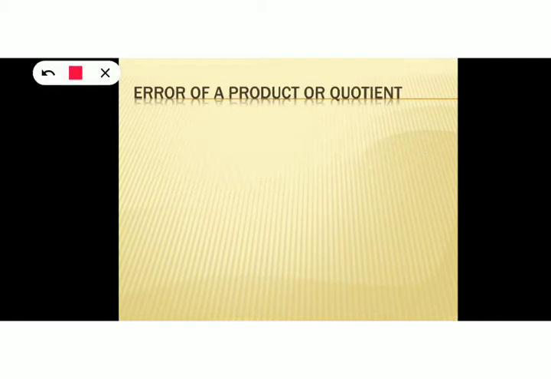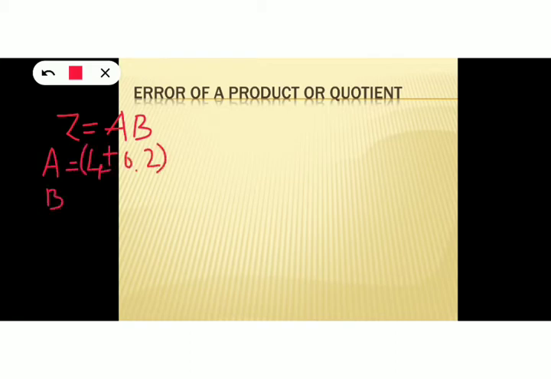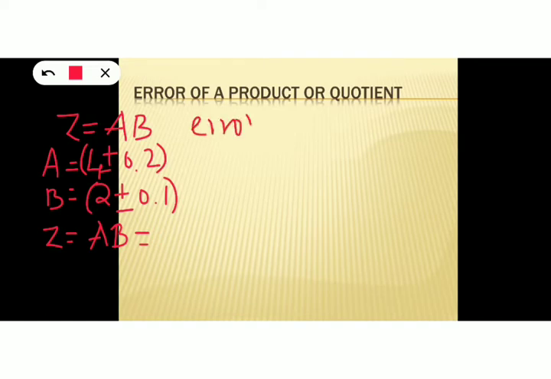So we can consider another example. Consider a quantity Z. It is obtained by multiplying A with B. Here also A is 4 plus or minus 0.2 and B is 2 plus or minus 0.1. So Z is equal to A into B. So how will you find out the error in Z?